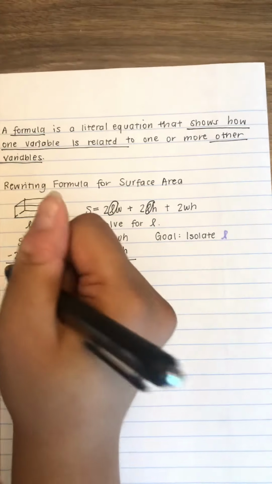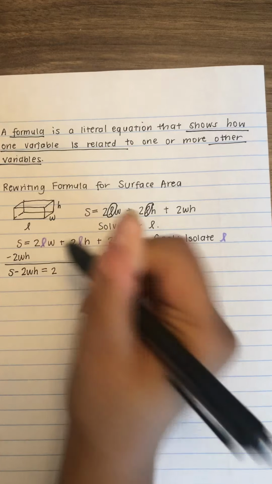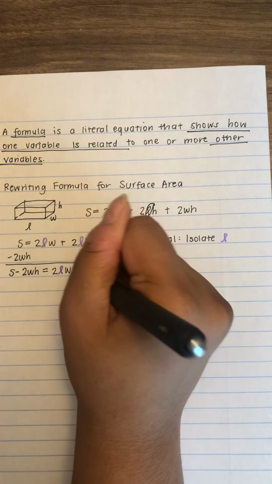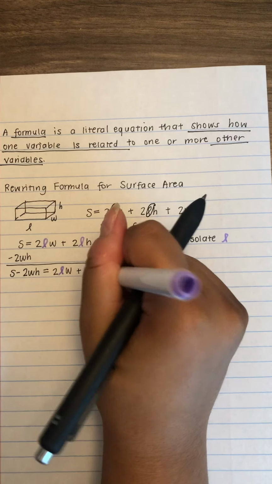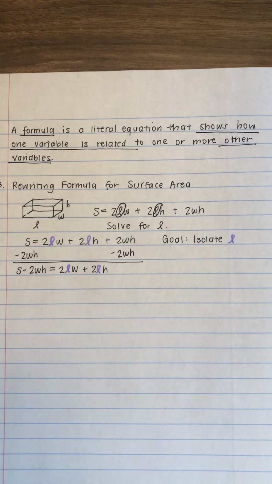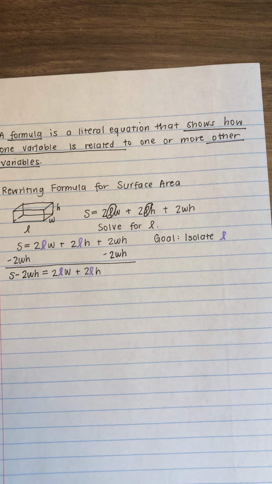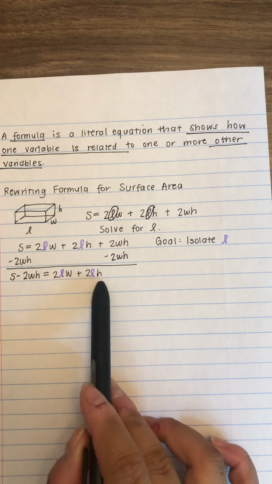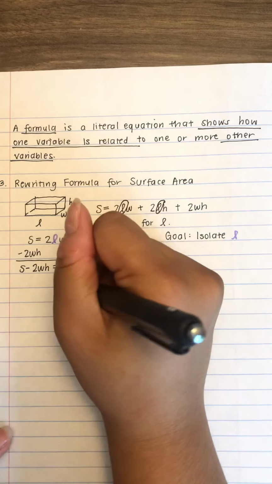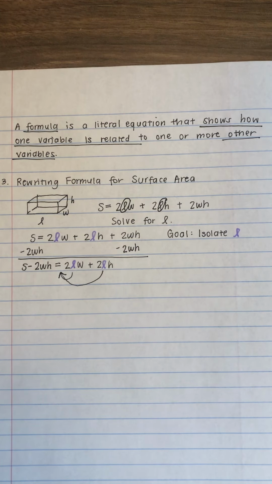Let's go ahead and simplify. That's going to leave us with S minus 2WH equals 2LW plus 2LH. All right, notice how this is very similar to our example number 2. Since both of our terms share an L, it's almost as if we can take back those L's from both terms. So we're gonna go ahead and take out those L's from both terms.